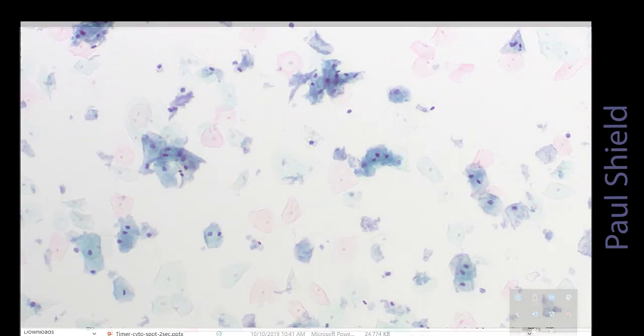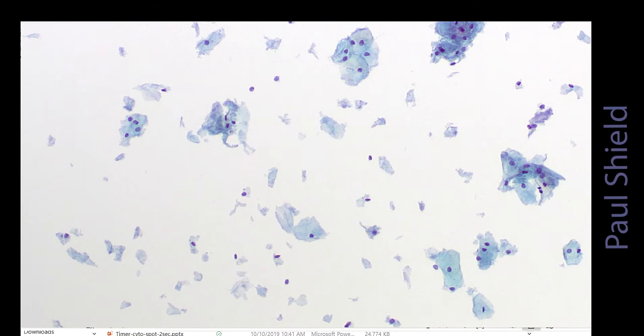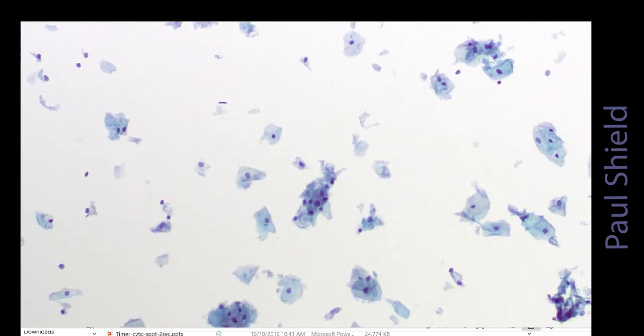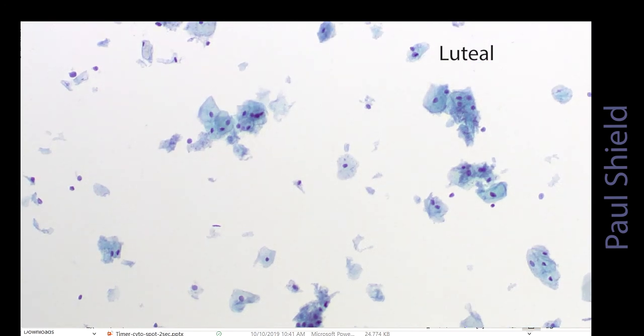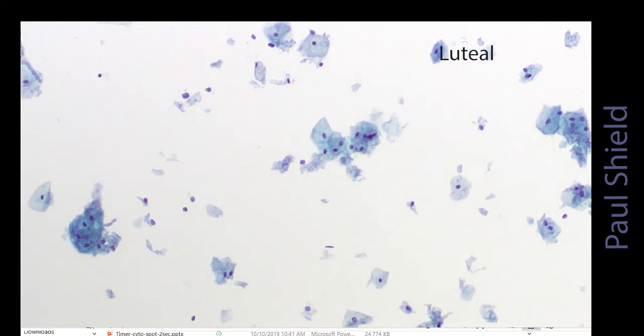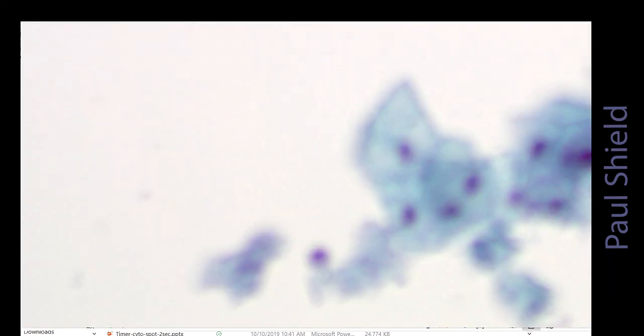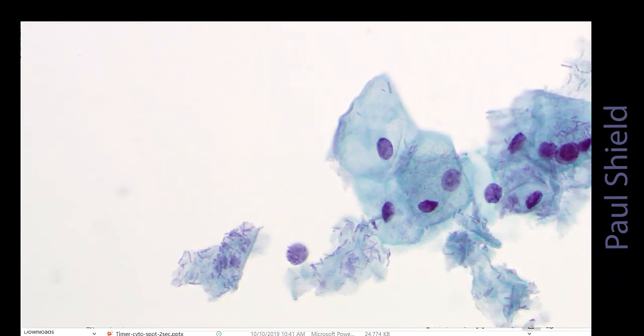This is luteal phase, so this is the cytolytic pattern I was talking about. Progesterone is predominant. All these cells are intermediates. You can see they're sort of clustered, and it's got a messy background, and that is made up of Döderlein bacilli. You can often see them lying on top of the cells, as you can here.